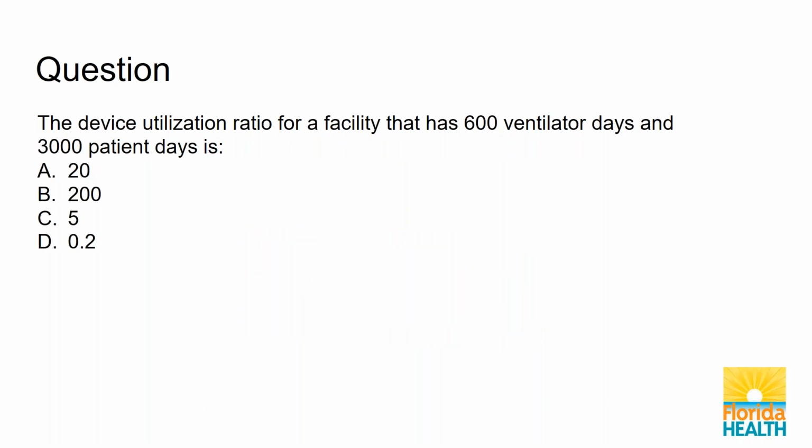All right. The device utilization ratio for a facility that has 600 ventilator days and 3,000 patient days is... We have like every answer choice up on the board right now. We have A, B, C, and D.